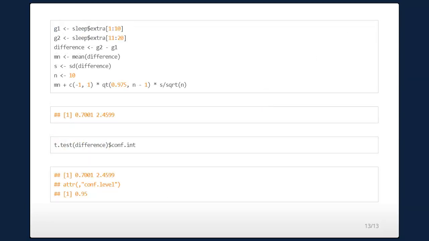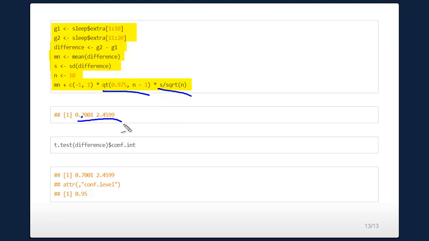I create the two groups, from 1 to 10 and 11 to 20, and I create the difference. Mean is the mean difference. S is the standard deviation of the difference. My n is 10 in this case. And then here's my confidence interval, which is what I really want to show you, which is just quickly how to create a t confidence interval: mean plus or minus the relevant t quantile times the standard error.